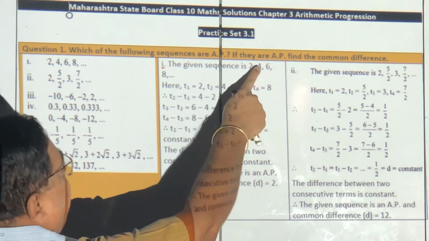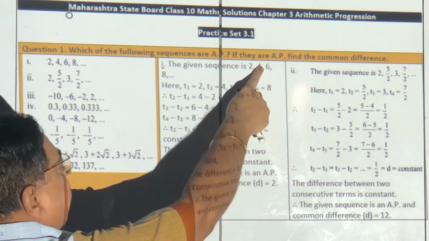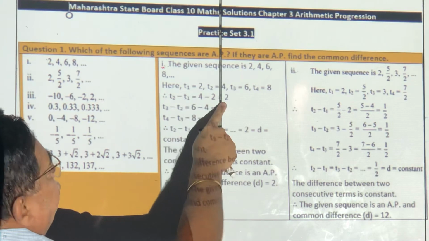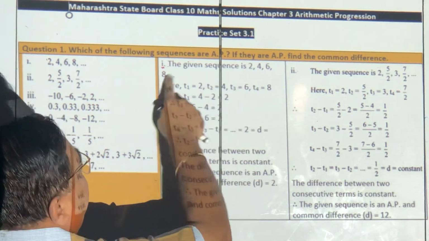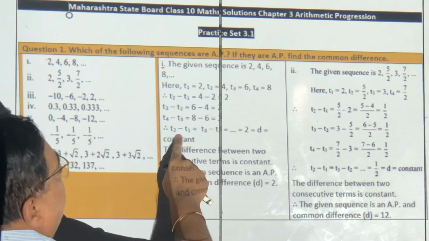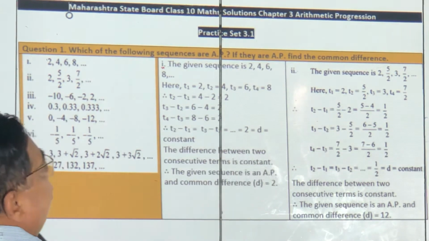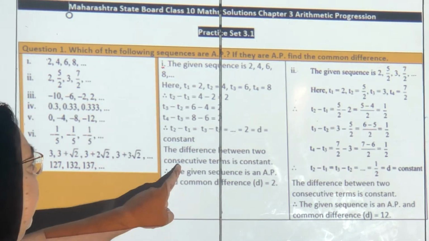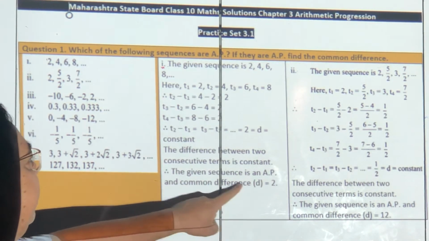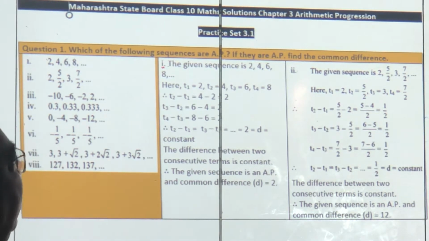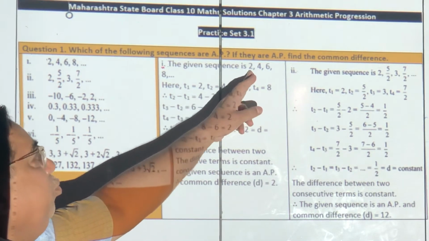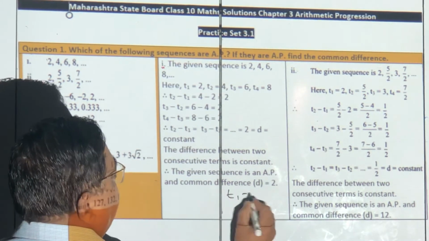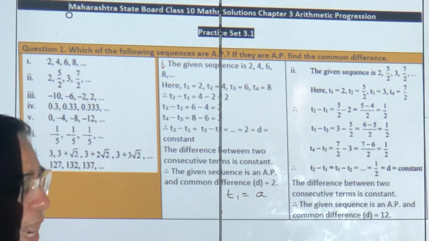The difference is found by subtracting two consecutive terms. So I have 4 minus 2 is 2, 6 minus 4 is 2, 8 minus 6 is 2. So the differences are equal. That is how, my friends, it is an arithmetic progression, and the difference is 2. And if they ask you which is the first term, A is 2. T1 is also called A. So do not think the first term is something else if they ask. Don't get confused.